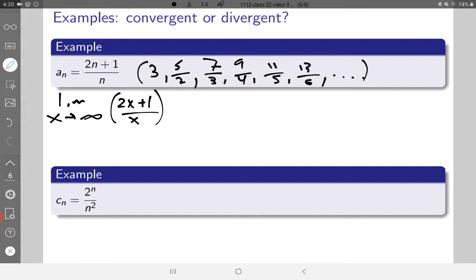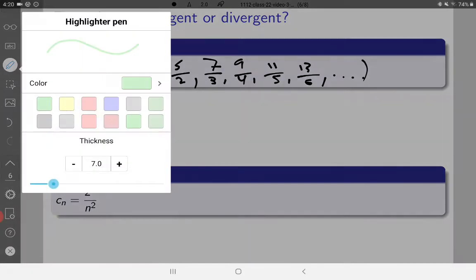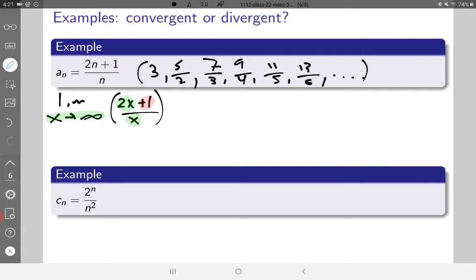Well, you may notice that the top and the bottom both have a highest power of x. And in the long run, as x becomes a huge number, that plus 1 kind of doesn't do anything. It means diddly squat in terms of x being a huge number. Like if x is a billion, 2 billion plus 1 is pretty much the same thing as 2 billion. And if I divide all that by 1 billion, I get something pretty close to 2. And so you could kind of convince yourself that this is going to output 2 as a limiting value, and that's what this sequence converges to.